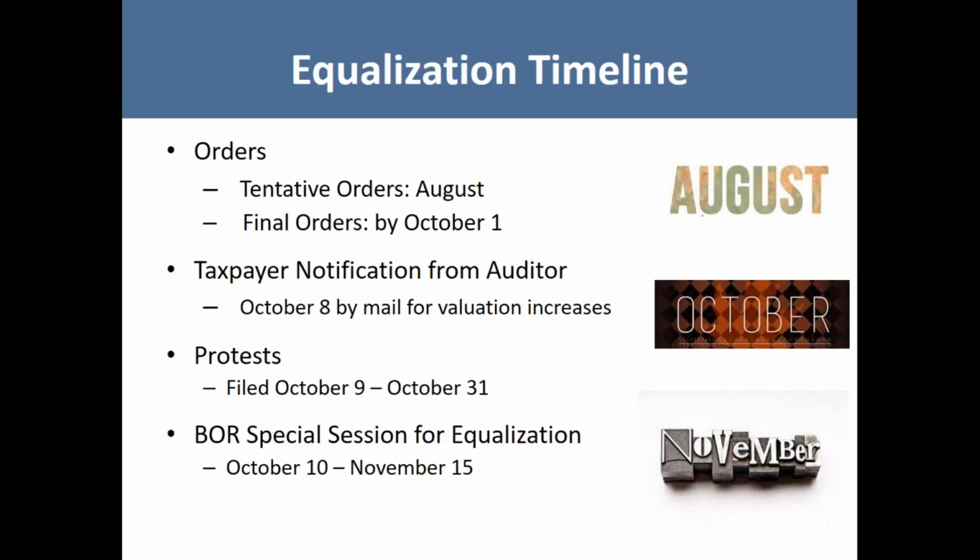Now previously and still there is a need to publish the valuation increases and information from equalization orders, usually in the newspaper, and that remains, but what's new this year is that if there's been an increase, by the 8th of October, the taxpayer is to be notified by mail. So then the period for filing a protest follows between the 9th of October and the end of the month, and a special session for equalization by the Board of Review occurs beginning on the 10th of October and going to the 15th of November. So this is the timeline for notices and protests that occur related to equalization.